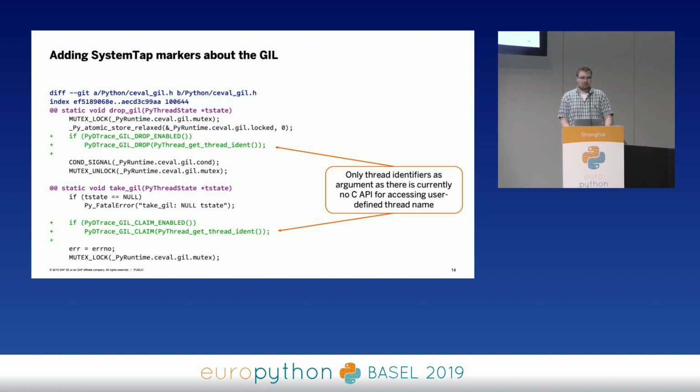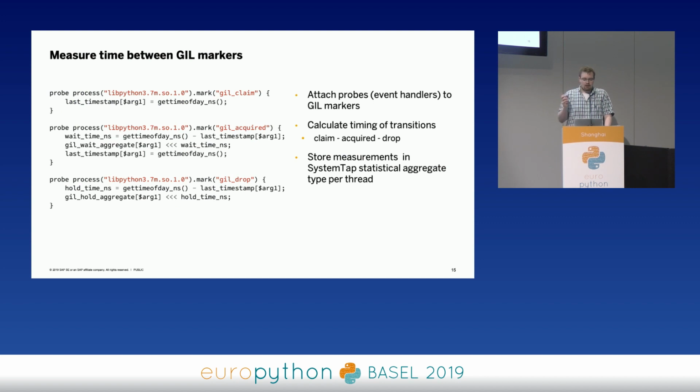Okay, now we have these markers. Now our Python interpreter is emitting these events at the point in time they're passed. Let's measure the time at that point. We are attaching probes, so-called event handlers, to these events. For example, we are instructing SystemTap that it now should look inside of the shared library of the Python interpreter where the markers are located.